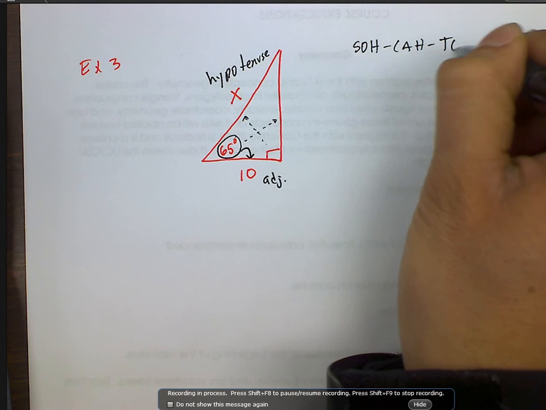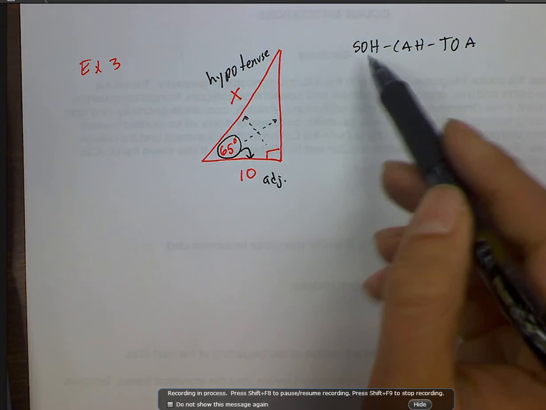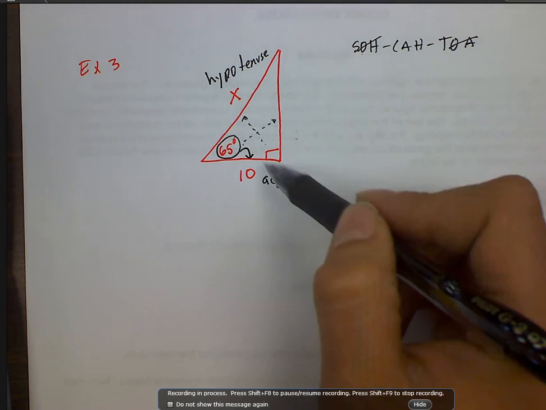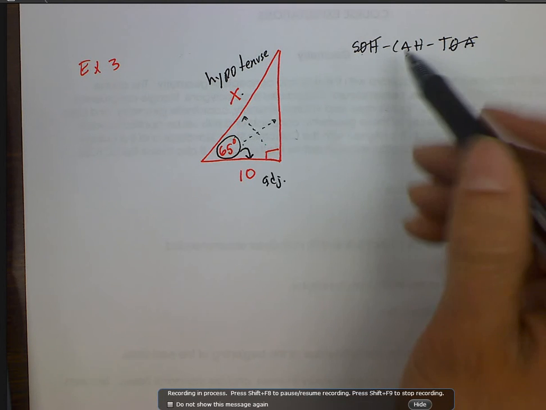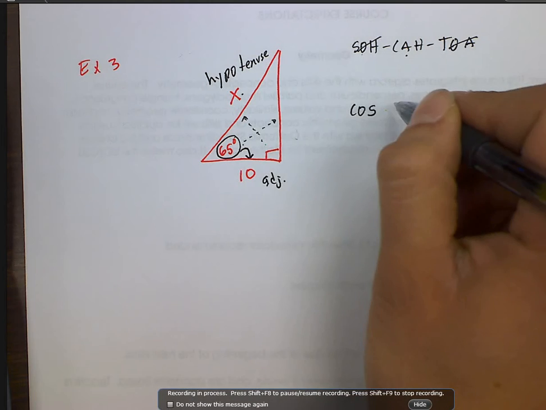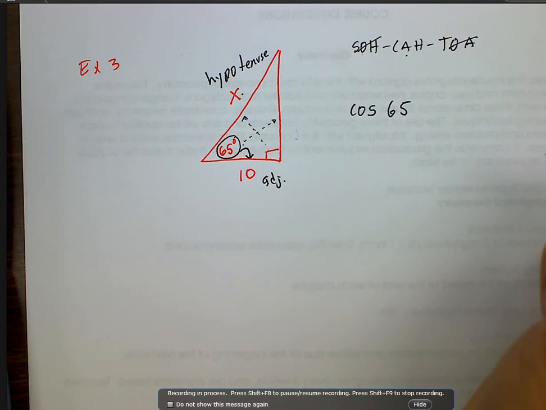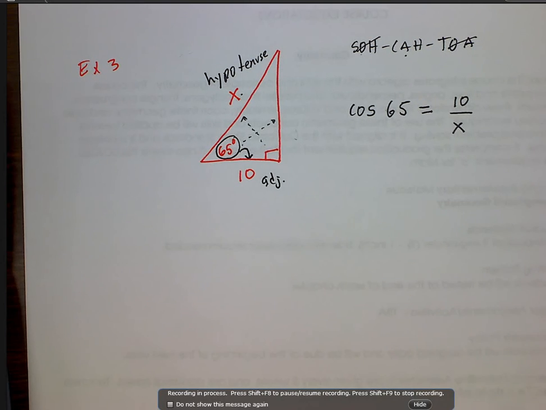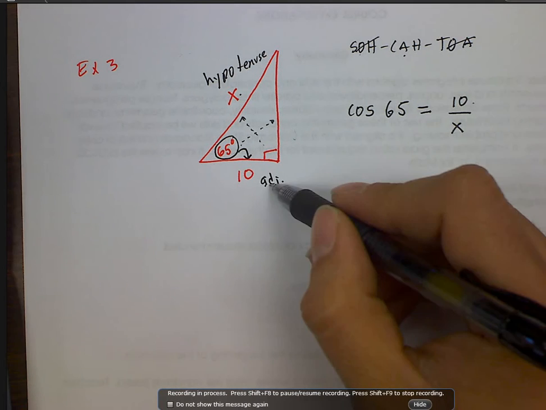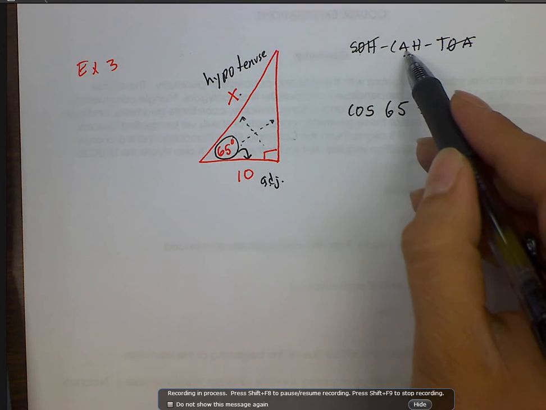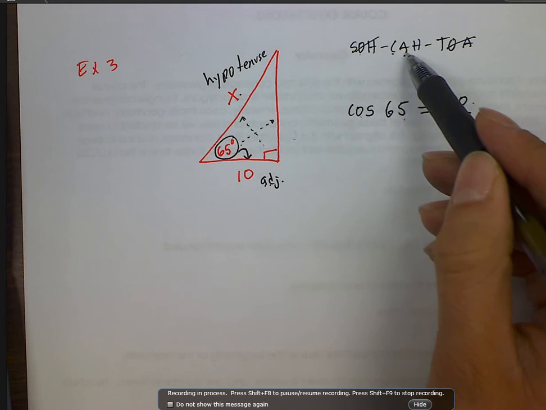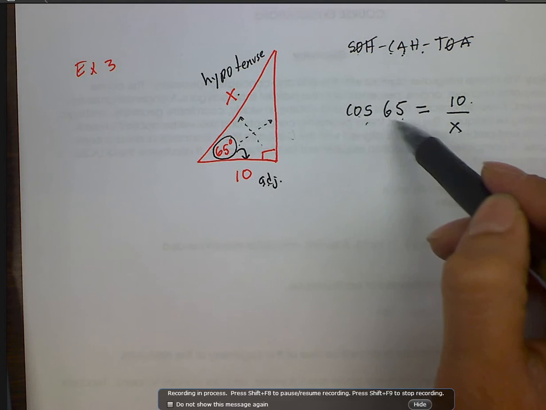Now again, we don't have an opposite side, so we cannot use sine or tangent, right? But we have the adjacent and the hypotenuse, so I'm going to use cosine. So it's going to be cosine of my reference angle, 65, is equal to adjacent, which is 10, over my hypotenuse. Okay? So again, the 10 is your adjacent, because that's the definition, and then x is your hypotenuse. So cosine of 65 is equal to the adjacent over hypotenuse.